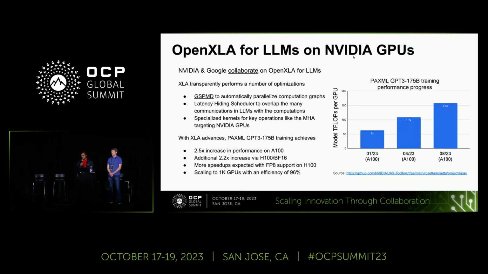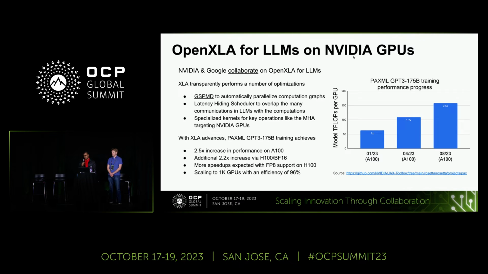Not shown on this graph are results on NVIDIA H100 GPUs, but we have measured them, and we see an additional 2.2x increase if you just run with Hopper BF16. And we are also working with OpenXLA to accelerate support for FP8 on Hopper, which is expected to provide more speedups for LLMs in general.